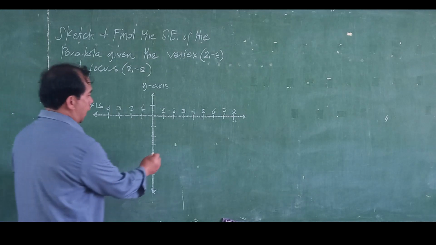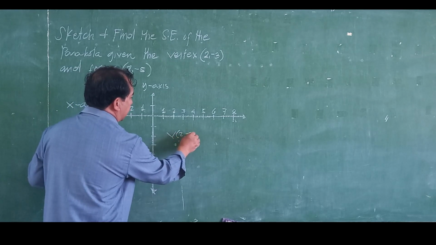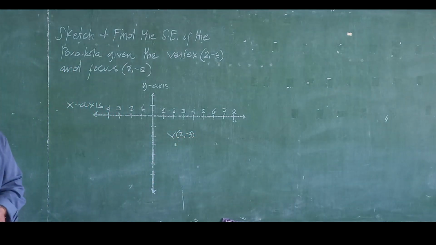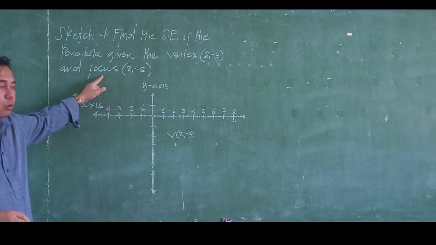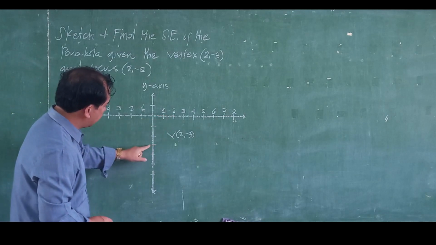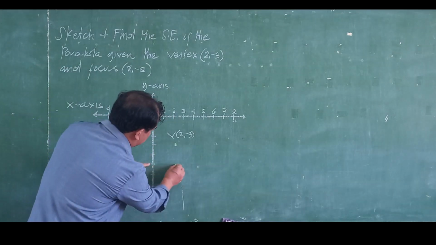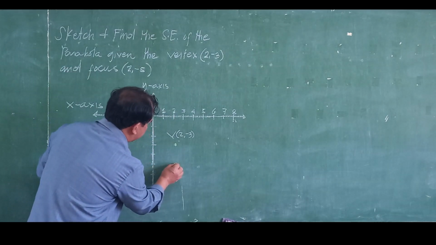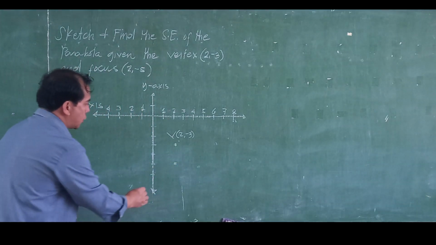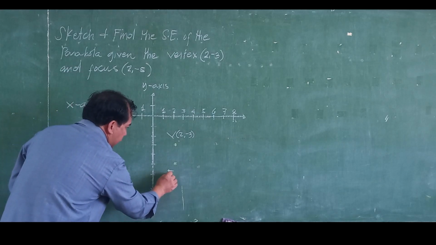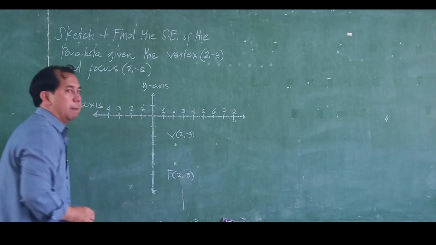So let's try to identify them. V is (2, -3). Now, notice that we have focus (2, -5). Where is that? 2 and negative 5. So we have here negative 3, 4, and 5. Meaning, it is located in here. That is our focus. So our focus is (2, -5).